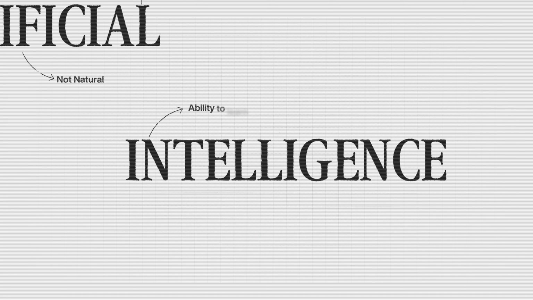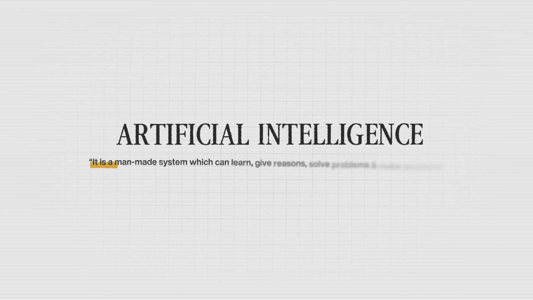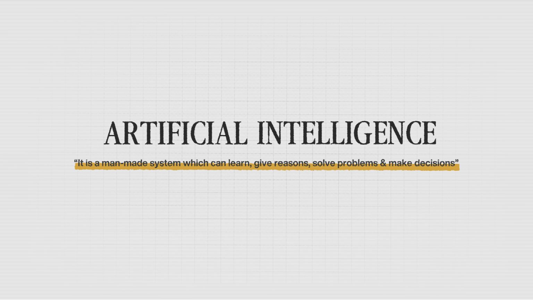Okay, AI basically stands for artificial intelligence. Obviously, everybody knows that. But let's actually unpack those two words. Artificial means man-made, not natural. It's created. And intelligence means the ability to learn something, ability to give reasons for something, ability to solve a problem and make decisions. So if you put them together, artificial intelligence means a man-made system which can learn, give reasons, solve problems and make decisions. That's it. It's basically an imitation of human intelligence.